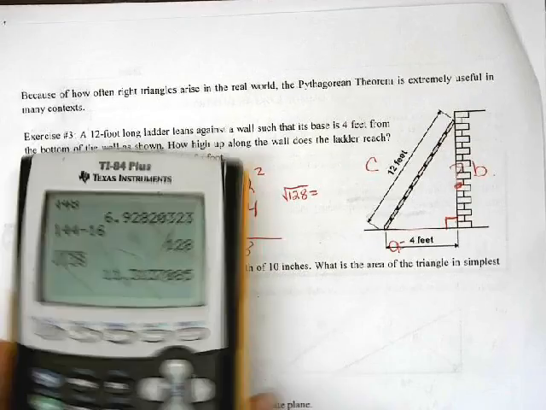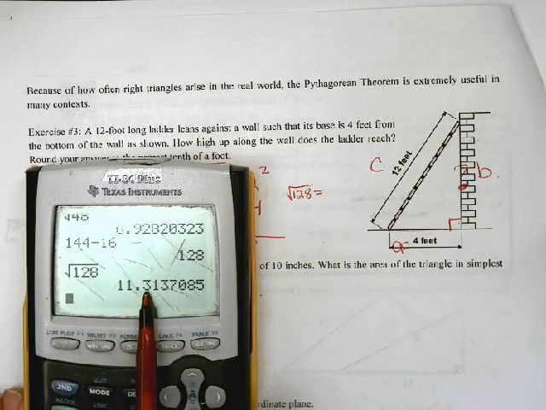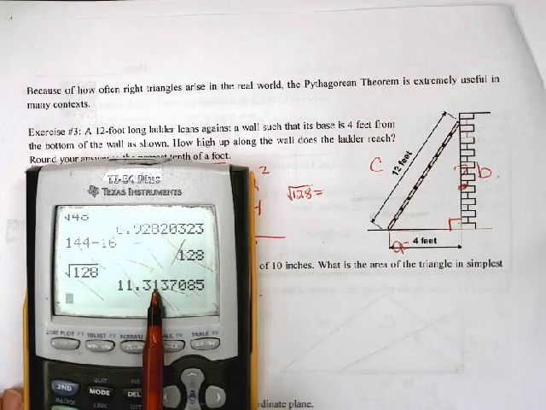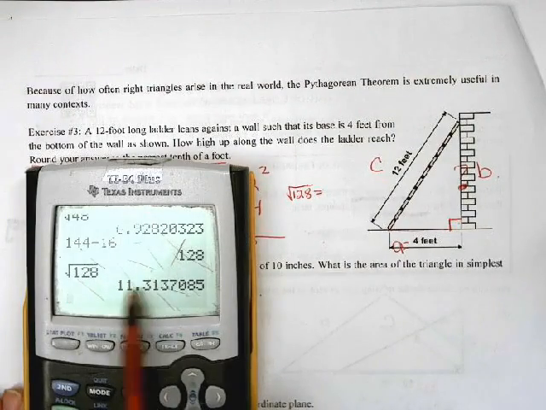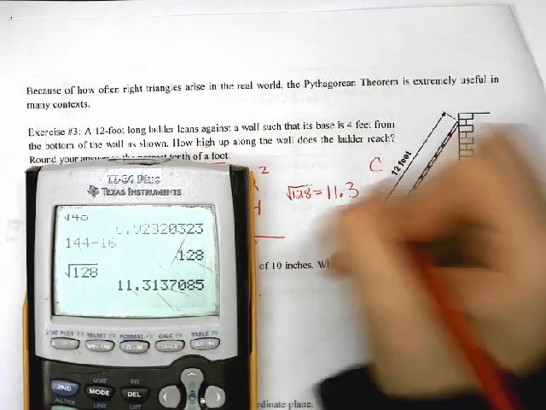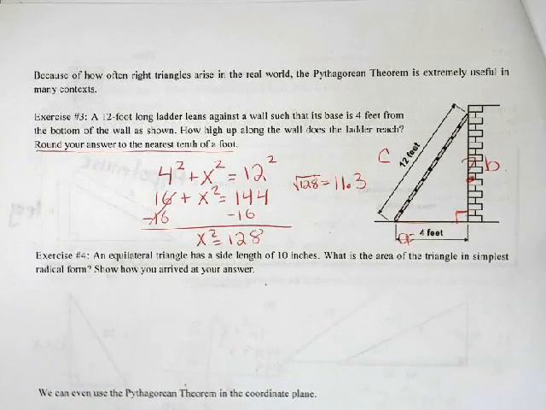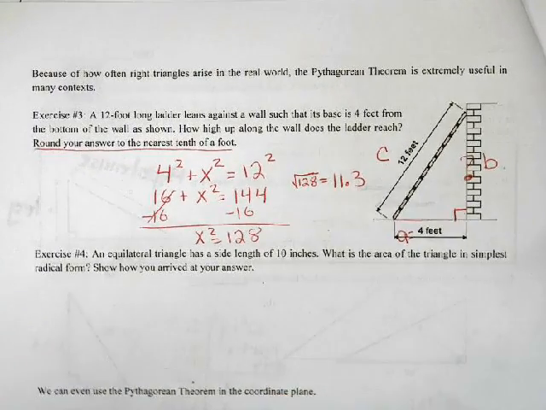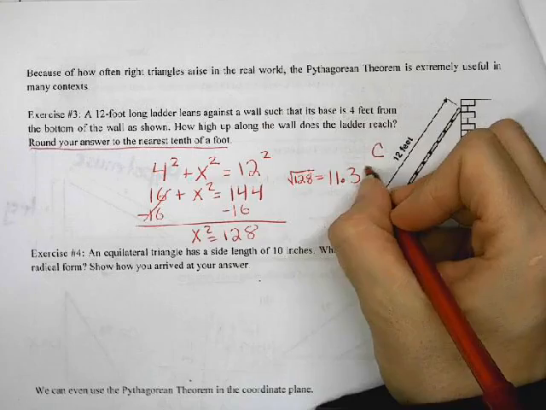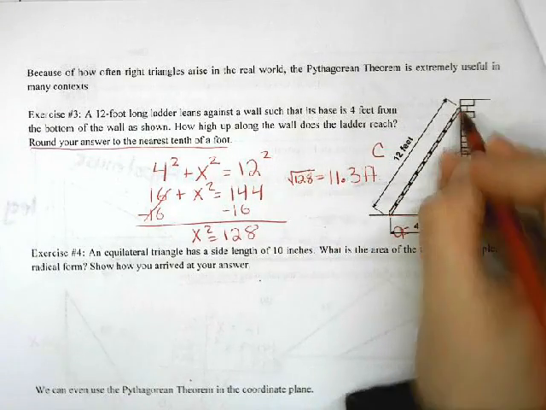Okay. So again, it asks me to round it to the nearest tenth. The 3 is in the tenths place, but the 1 next door is not enough to round it, so I would leave it as 11.3, and that would be my side C. And that would be the final answer. So it reaches approximately 11.3 feet up on the wall. That would be the height of my wall then.